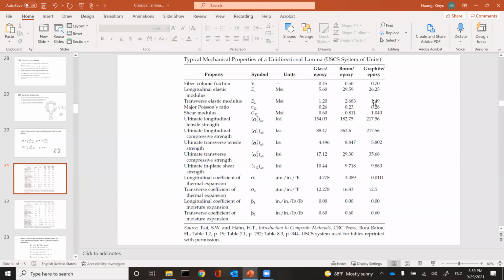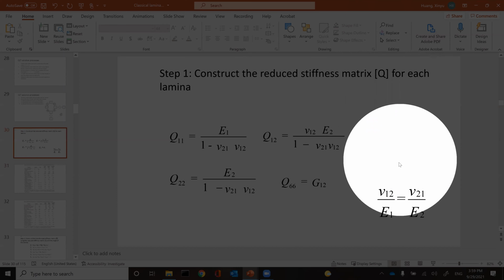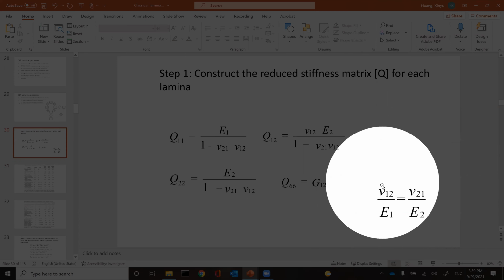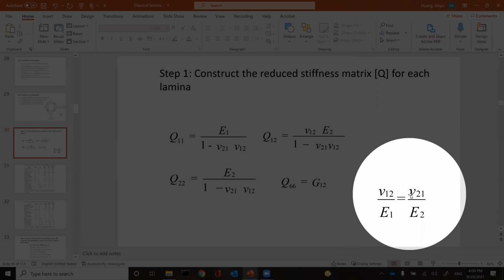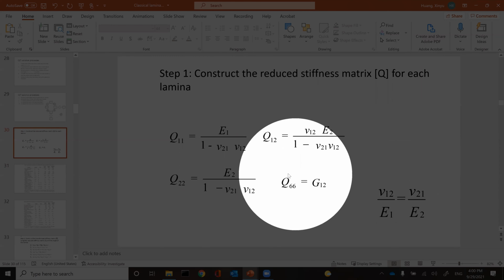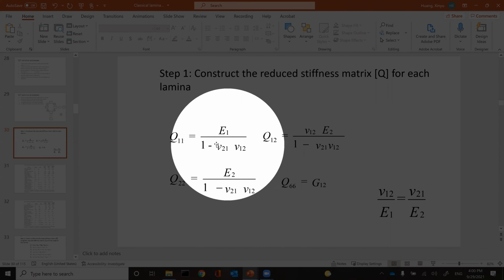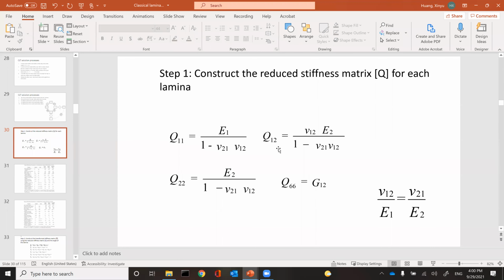Now, what is nu2,1? How do we calculate nu2,1? There's a relationship: nu1,2 and nu2,1 are related. If given one, you can always calculate the other. Given nu1,2, E1, and E2, you can calculate nu2,1 with this relationship. It's pretty straightforward. Why do we need nu2,1? Because we need it to calculate the Q matrix. See, E1 divided by one minus nu1,2 times nu2,1, that's Q11. You calculate Q11, Q12.